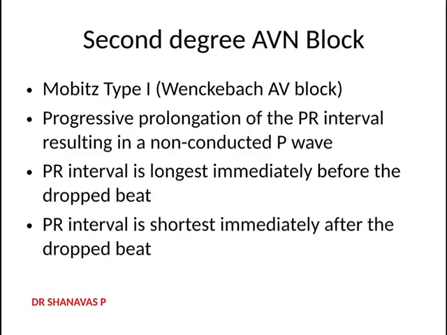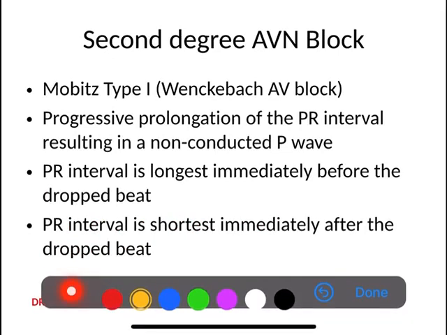Okay, then coming to the second degree AV nodal block. Okay, in case of a second degree AV nodal block, the common thing is that there will be prolongation of PR with loss of a beat. In a second degree AV nodal block, there will be loss of a QRS complex in between. Okay, so based on the PR interval, we can divide the second degree AV nodal block into 2 types. There is a Mobitz type 1 and another one is Mobitz type 2.